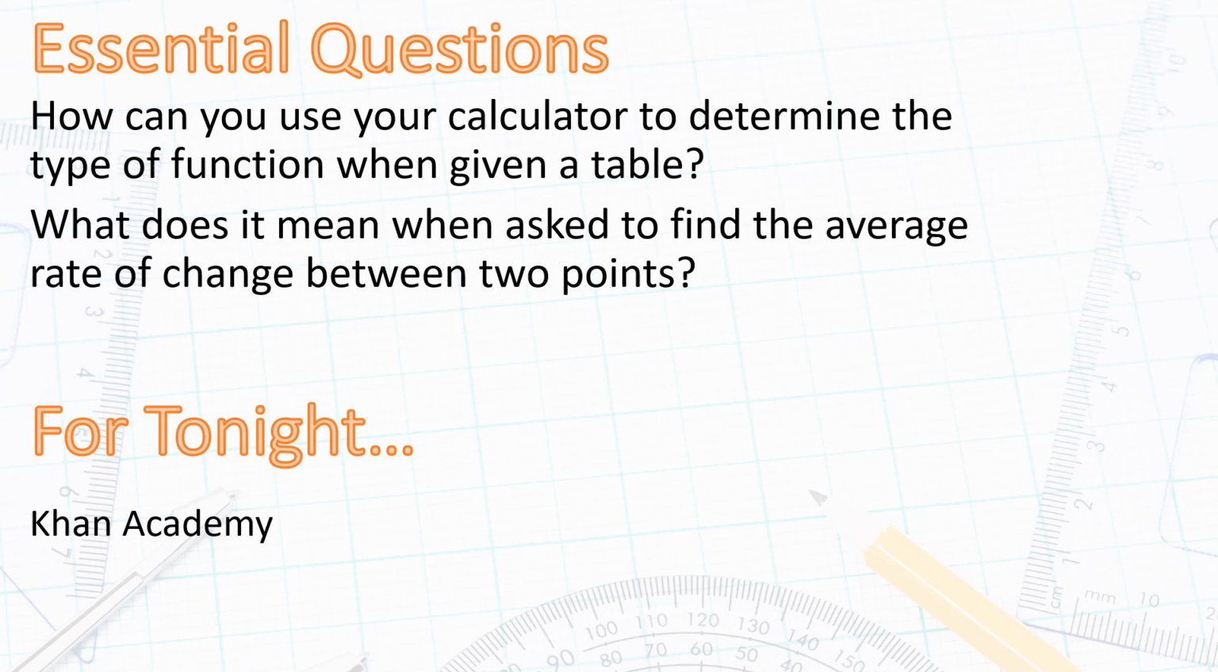And then what does it mean to find the average rate of change between 2 points? You're being asked to find the slope. How do the y values change divided by the x values? And we're always talking about from left to right.